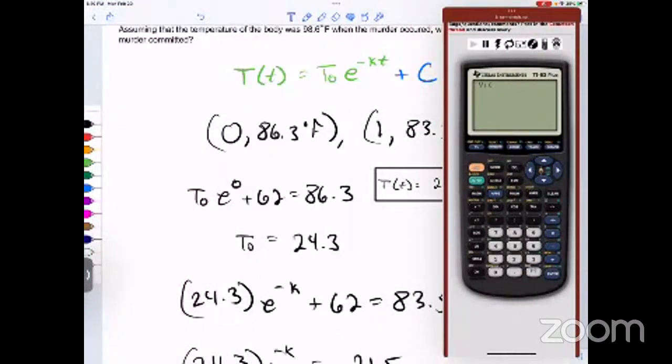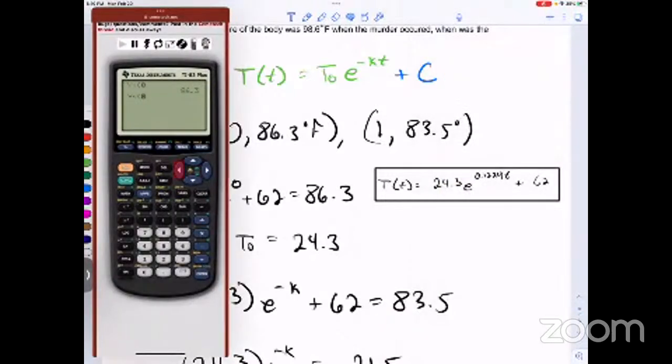Okay. And then when x is 1, we should get 83.5, because 1 hour later. All right. Let's go back and look at our work and see where we may have made a mistake.